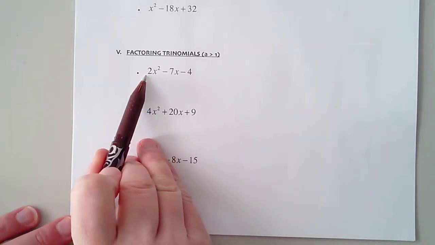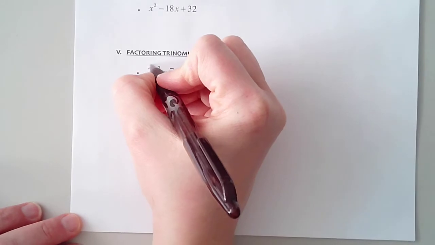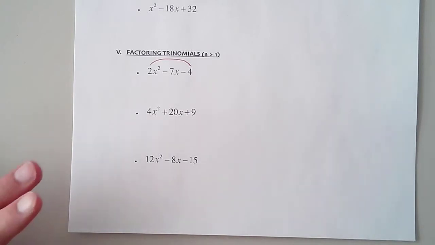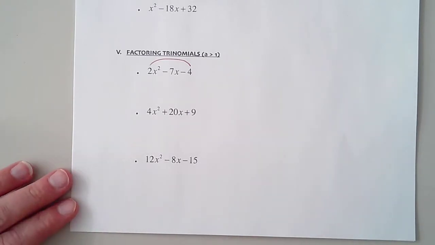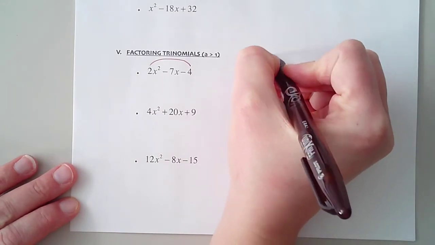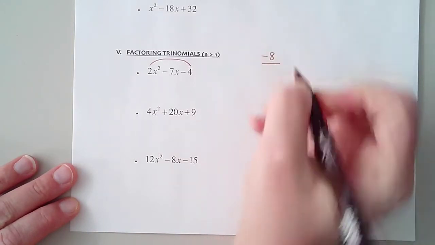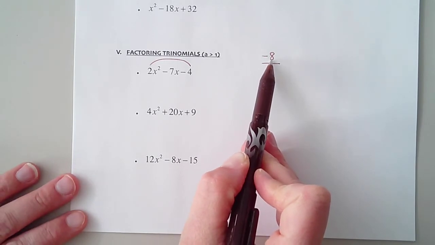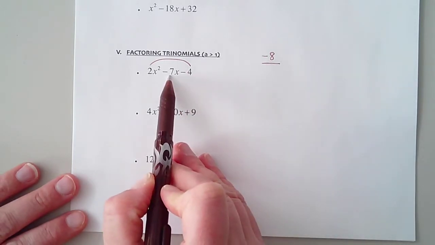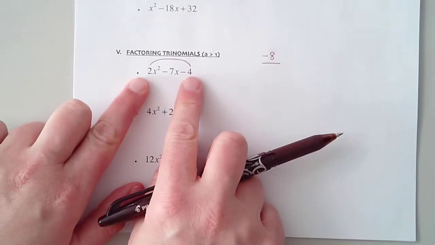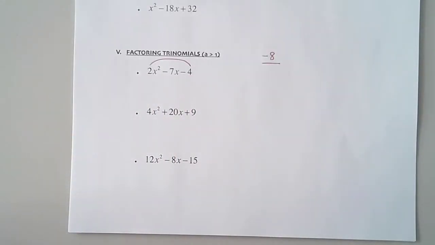If there's a leading coefficient out front, we're going to take this number and multiply it by this number down here at the end. Okay, and I promise there's mathematical reasons for that. We'll dive into that another time. But so I'm going to go 2 times negative 4 is negative 8. And then what I want to think about is how could I multiply to make negative 8 and add to make that negative 7. So similar to what we did before, except now we're looking at the 2 and the 4 together.